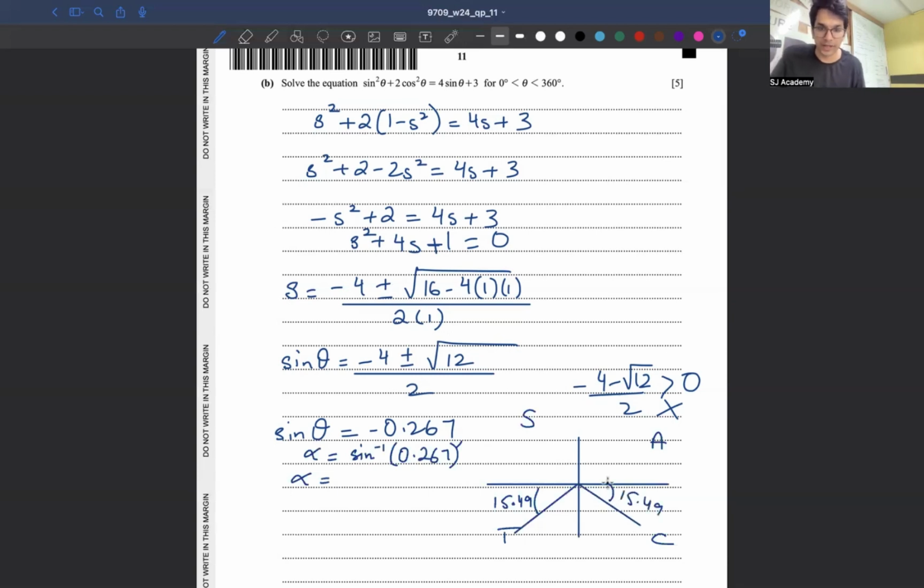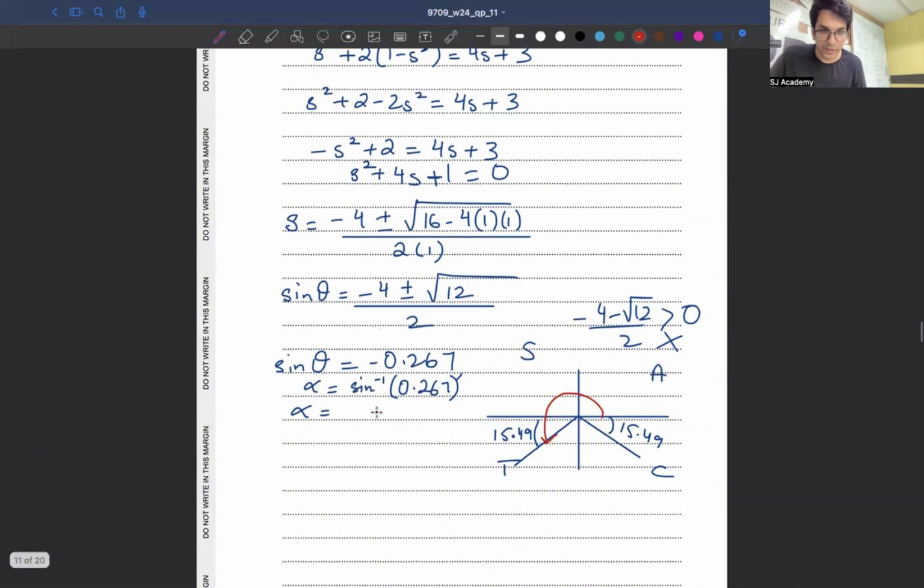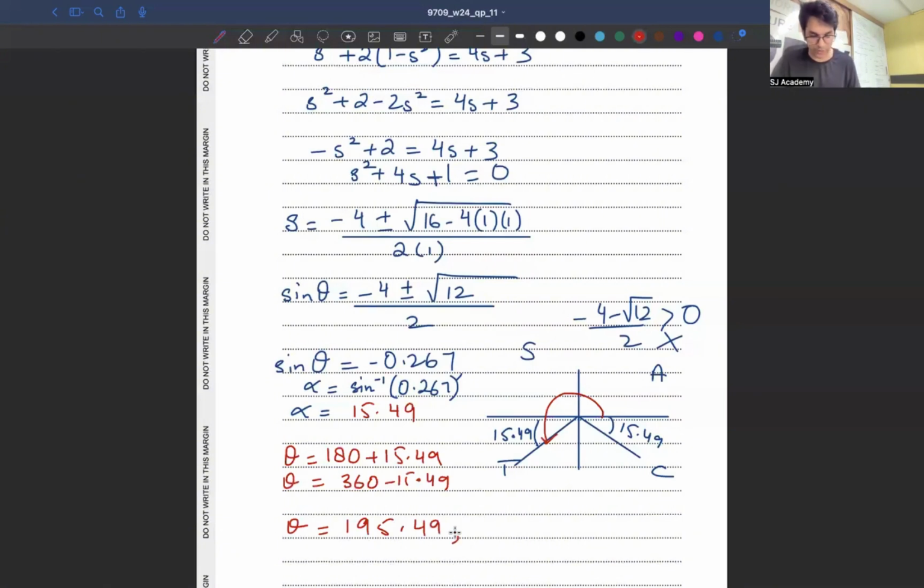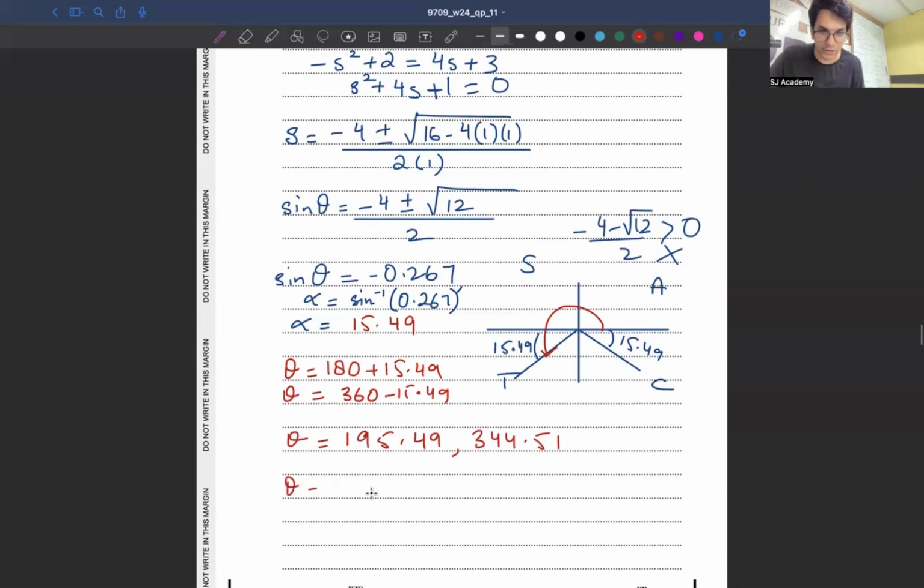Now finding the value of theta. The first value will be 180 plus 15.49, and the other value of theta will be 360 minus 15.49. The final answer will be 195.49, and 360 minus 15.49 equals 344.51. As we have to give our answer to one decimal place in terms of angles, this will become 195.5 and 344.5.